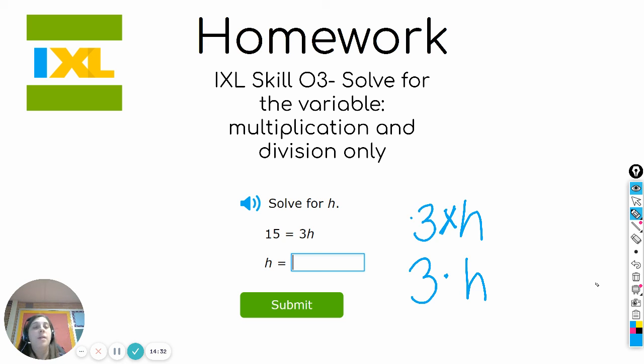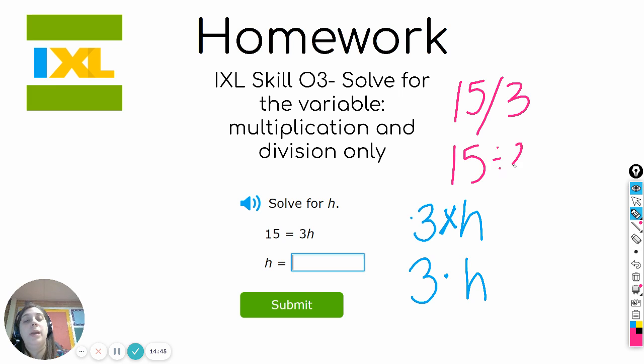Okay. Same thing with division. You might see division written in a different form on IXL than 15 divided by 3. It's just different ways of writing it that we don't typically use, but they do have them on IXL. So if you get to a problem like this and you're trying to figure out whether you're multiplying or dividing, you can always raise your hand and ask.